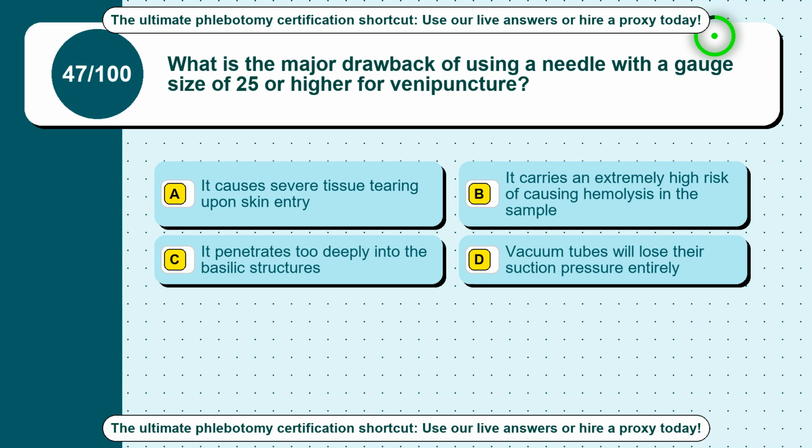Question 47. What is the major drawback of using a needle with a gauge size of 25 or higher for venipuncture?